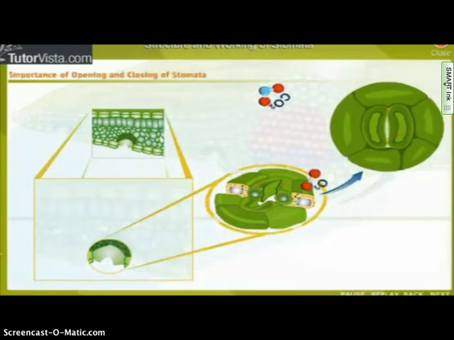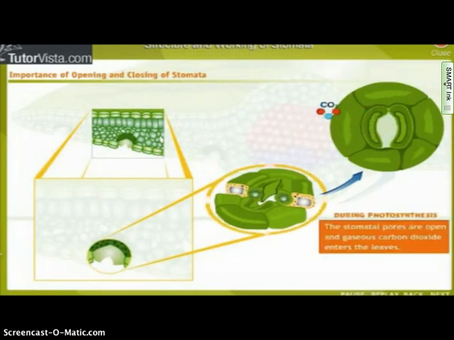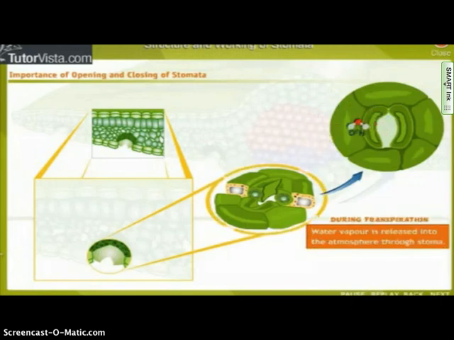Air containing carbon dioxide and oxygen enters the plant through these openings, where it gets used in photosynthesis and respiration, respectively. During the day, the stomatal pores are open and gaseous carbon dioxide enters the leaves. Waste oxygen produced by photosynthesis in the cells of the leaf interior exits through these same openings. Also, water vapor is released into the atmosphere through these pores in a process called transpiration.